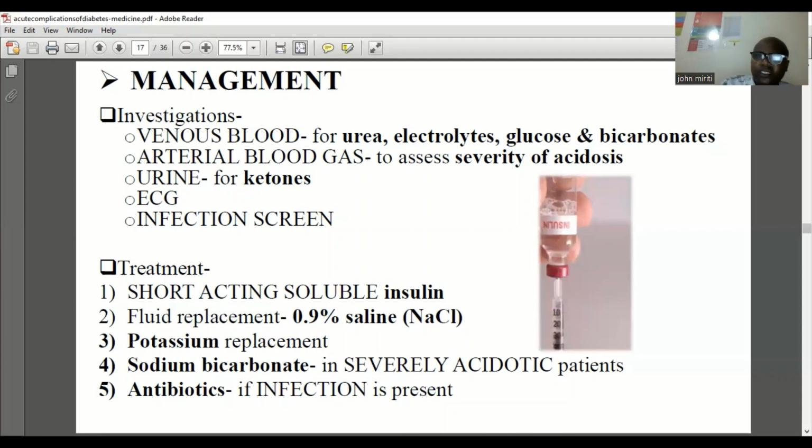Then you do infection screening so that you look for the cause. For example, the patient had a febrile infection, the patient missed the drug, or you can even check the urine if the patient may have a urinary tract infection. So you check for infections, and for the stress which is causing this patient to have this type of problem. In the treatment, you give short-acting soluble insulin, you give fluid replacement with 0.9% saline, sodium chloride, and give potassium replacement. You give sodium bicarbonate in a severely acidotic patient. And if there is infection, you give the appropriate antibiotics.